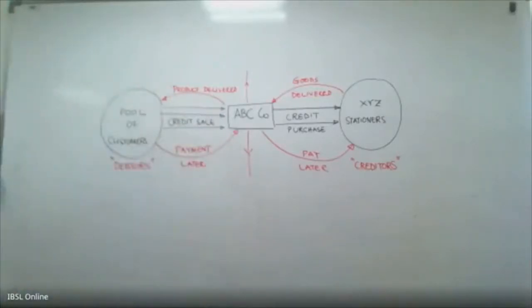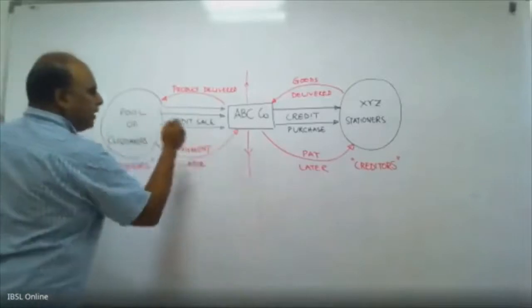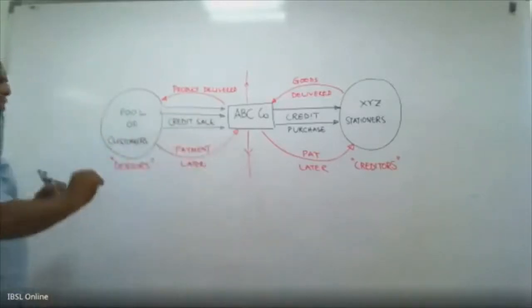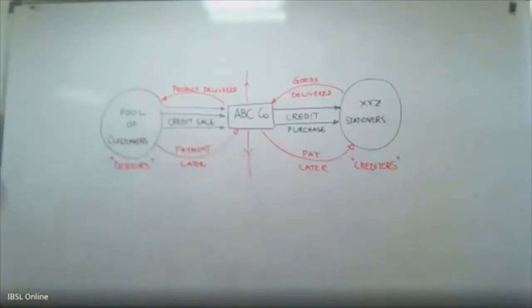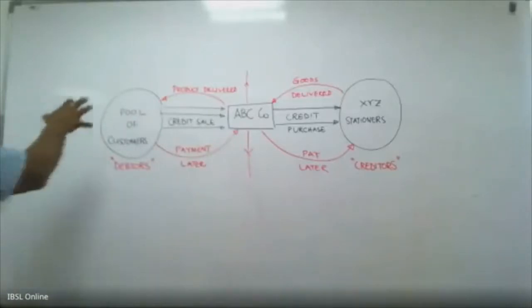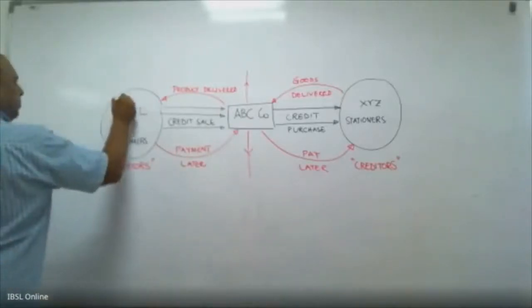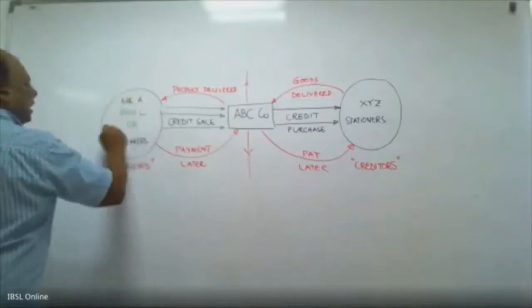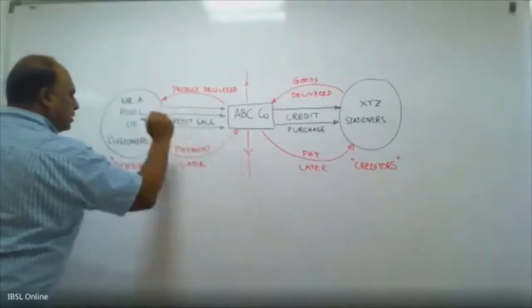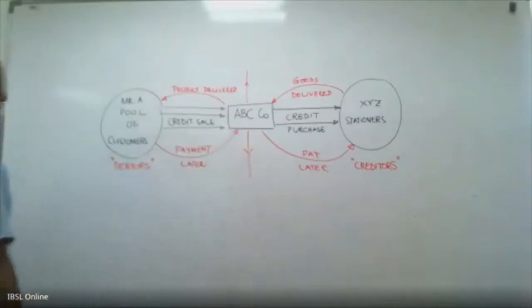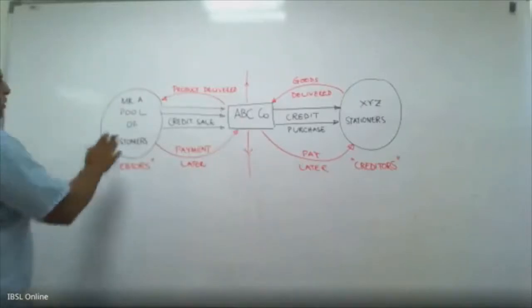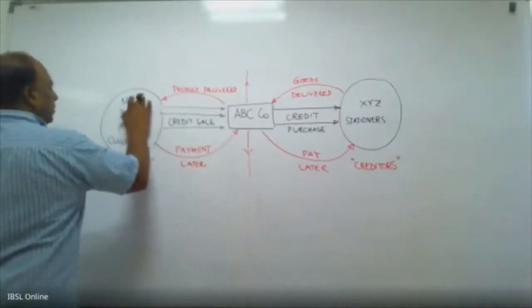There are two ways of transactions. One is where they can purchase goods and pay ABC company immediately cash. That is a normal cash sale, no problem. Let's say Mr. A comes, buys products, pays cash, done. That is over. Now let's take another customer, Mr.